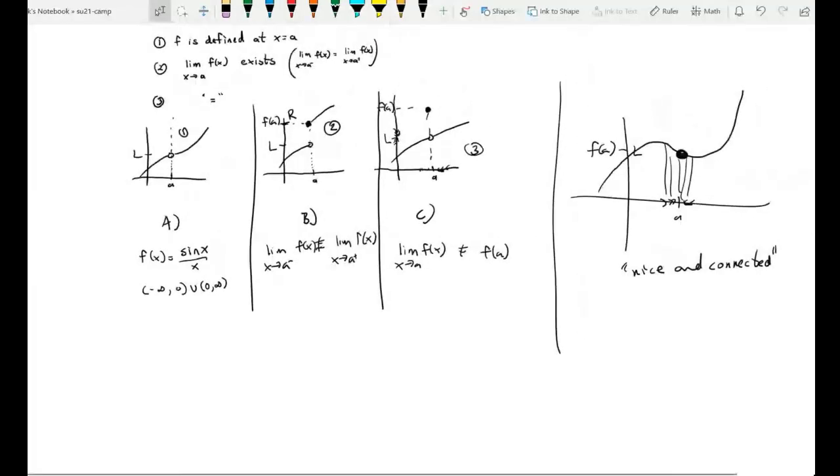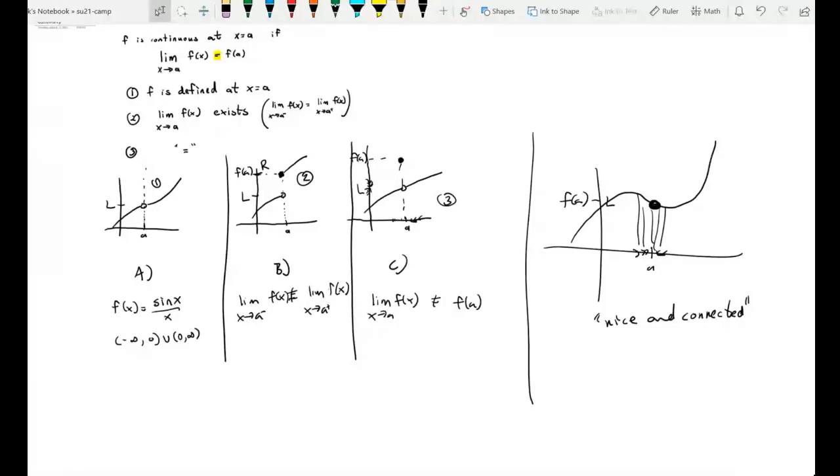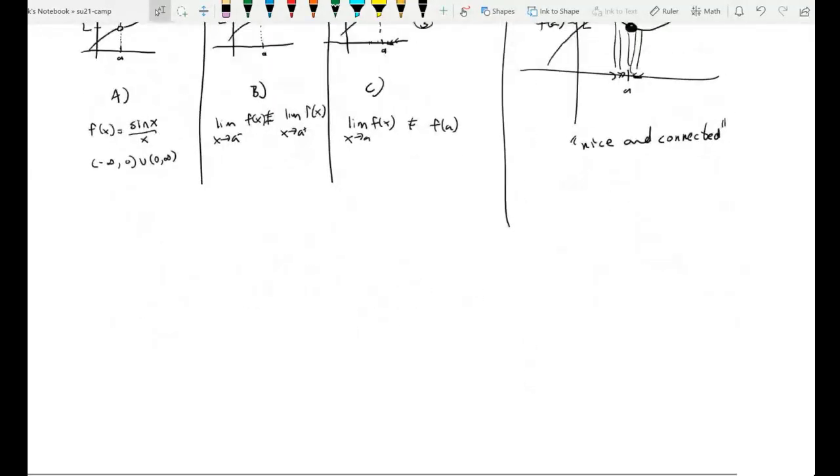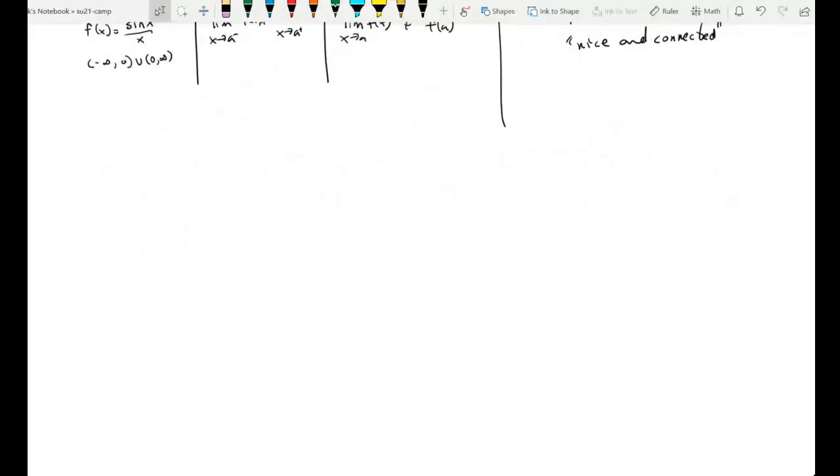I don't know. Do you guys want to see an example of such a function, or you'd rather not? Since you're not going to be really dealing with such anomalies, you'd rather not? Yeah, okay. I was just waiting for that one. I apologize.